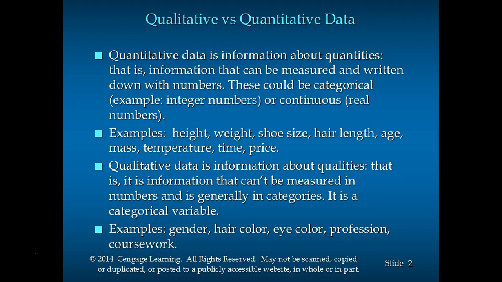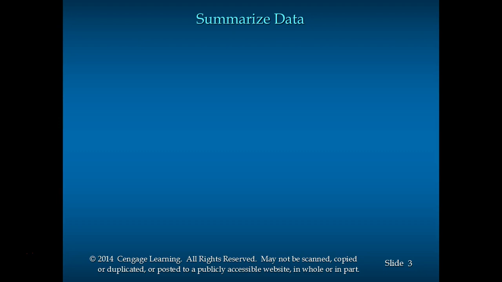Qualitative data, on the other hand, is information about qualities. That is, it is information that can't be measured in numbers and in general falls into categories. It is a categorical variable like gender, hair color, eye color, profession, and coursework. So these are types of data.